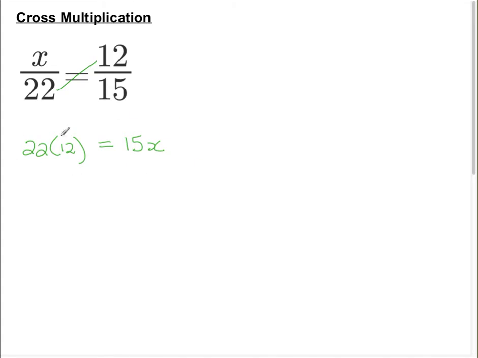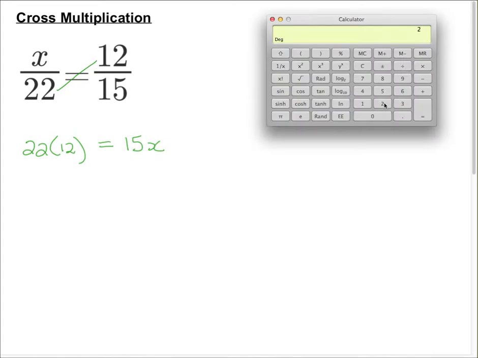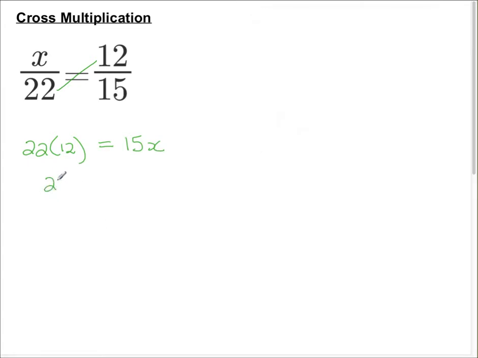So now this is just an algebra question. I have to multiply the 22 times 12. So I'm going to do that. 22 times 12 on my calculator is 264. 264. And that equals 15x. Now remember, we're isolating x after that. This is kind of isolation too, although there's a couple more steps to it.